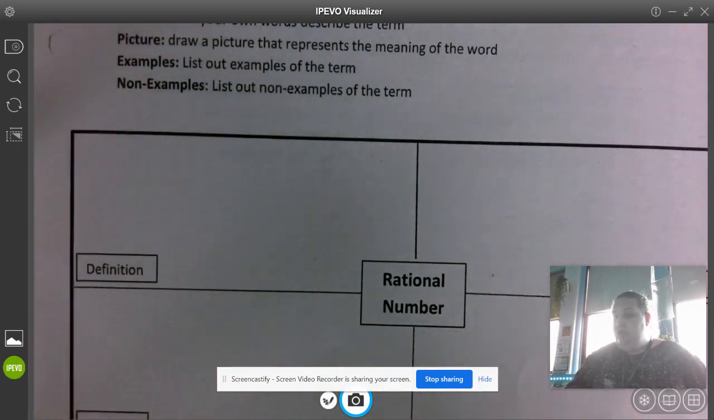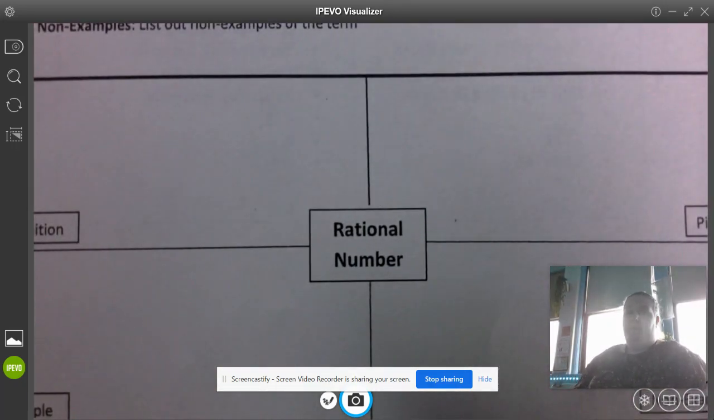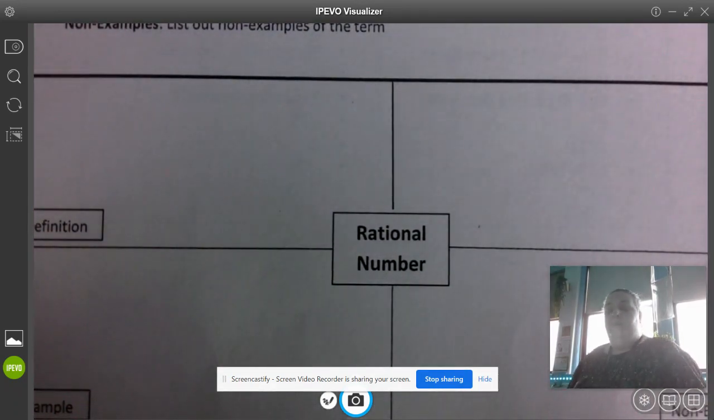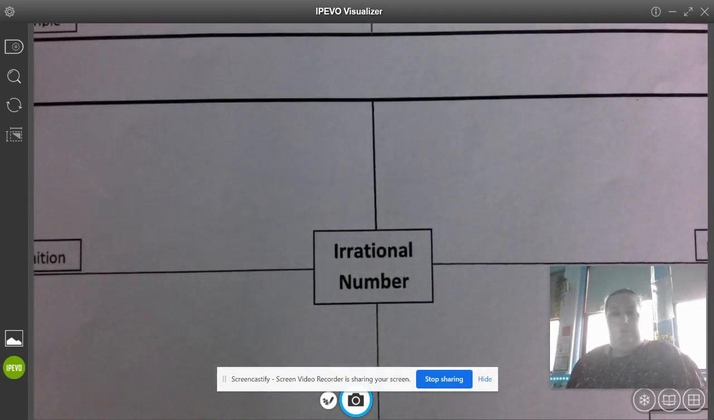Okay. So, once again, we work within the real number system, all the numbers we use on a daily basis. And the real number system is made up of two categories: rational numbers and irrational numbers.